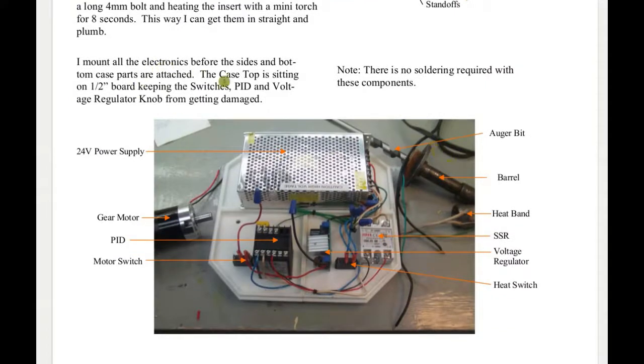Let's see, this is the main electronics, so let's take a look at this. That's pretty decent. You've got a 24 volt power supply, your gear motor, your temperature controller here, and a motor switch that just turns the motor on and off. You've got a heat switch that turns the heat on and off, a voltage regulator, and a solid state relay. The solid state relay is just to turn on the heater? Yes, the relay is controlled by the temperature controller, the PID.